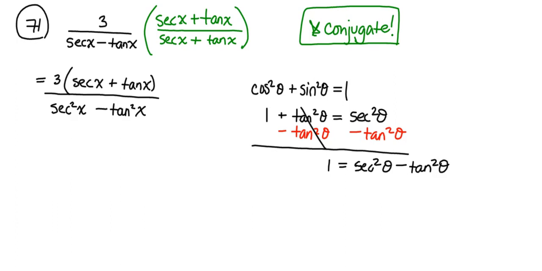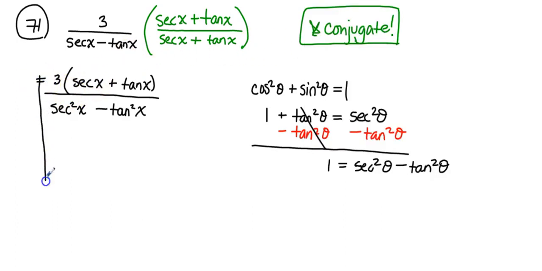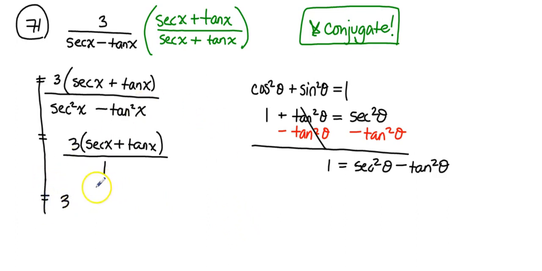So that lets me rewrite this as 3 times secant of x plus tangent of x divided by 1, which is awesome because anything divided by 1 is just itself. So my answer is 3 times secant of x plus tangent of x, and I'm all done.